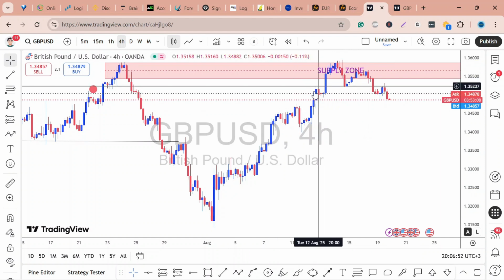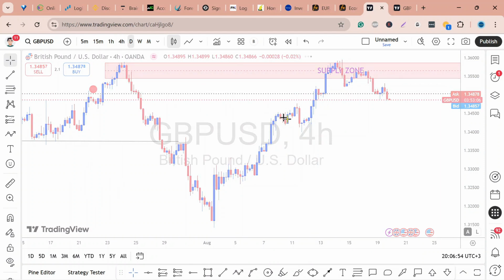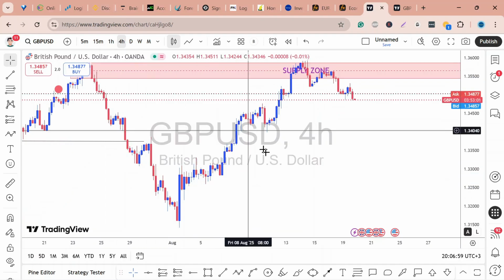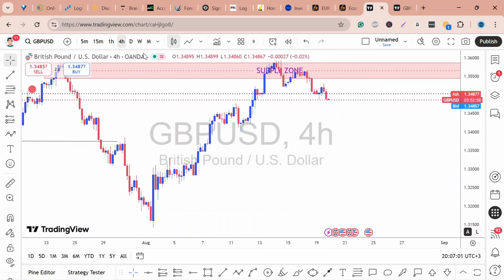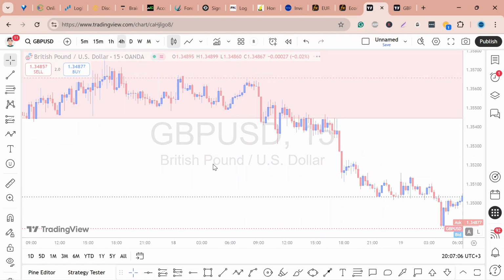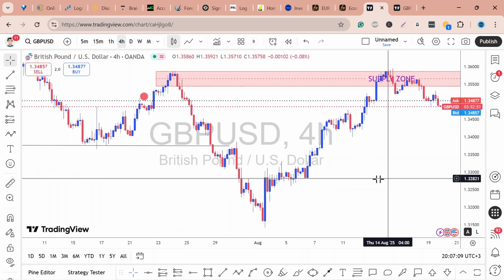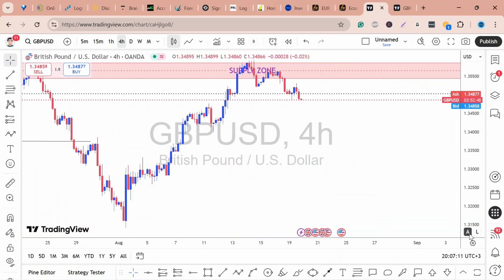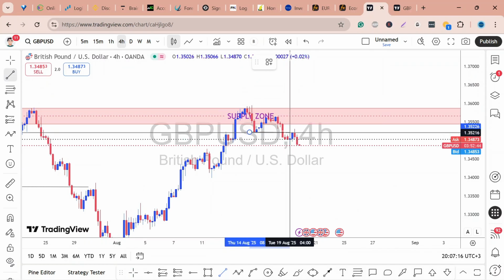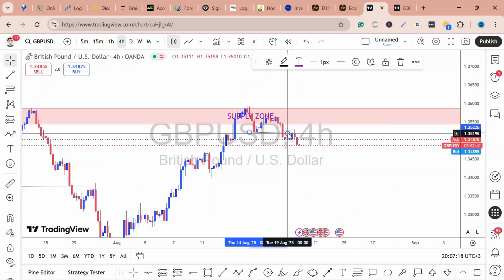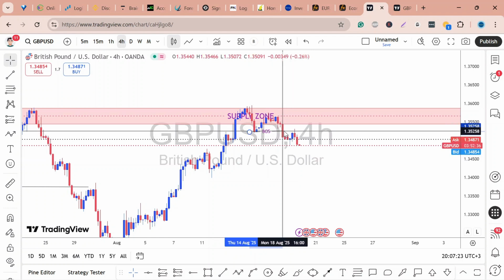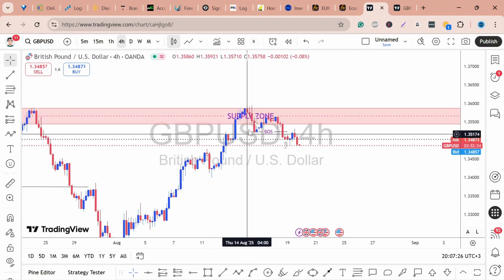We've already done our bias from the daily time frame, so we know that the market is going down. Now we go to the lower time frame, which is the 4-hour time frame. The 4-hour is still a higher time frame. Even on the 4-hour time frame, we already have another break of structure. This is how you can also do a multi-time frame analysis. You can see here we already had our break of structure.